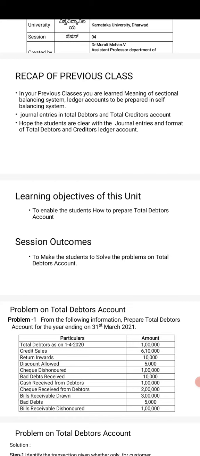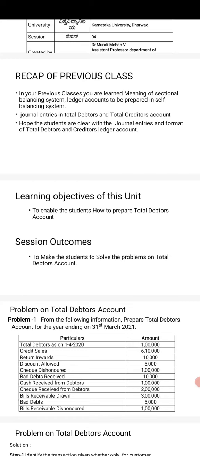Discount allowed, again, we have to enter under the credit side of the debtors account. Why is it under the credit side? For example, discount is given by the supplier company to the customer while making payments. Say the customer has to make a payment of 10,000, but the company asks them to pay only around 9,500 or 9,600. In that case, discount allowed is under the credit side. Next, cheque dishonored.